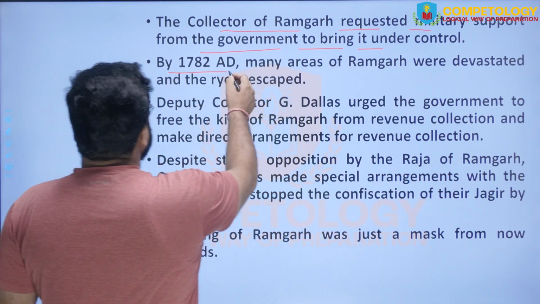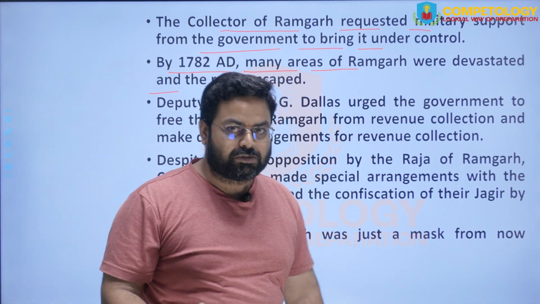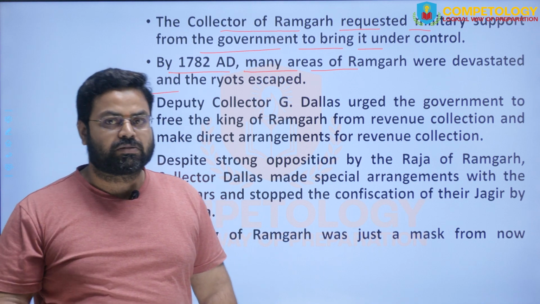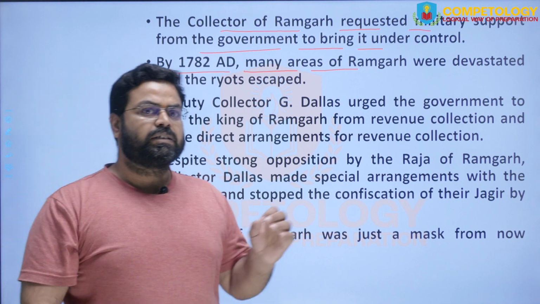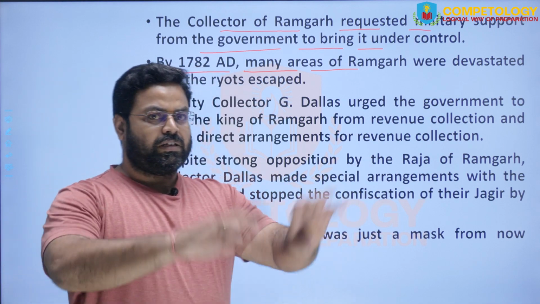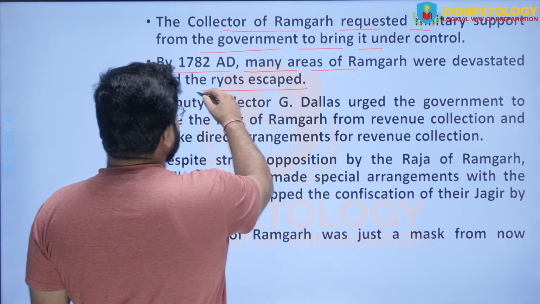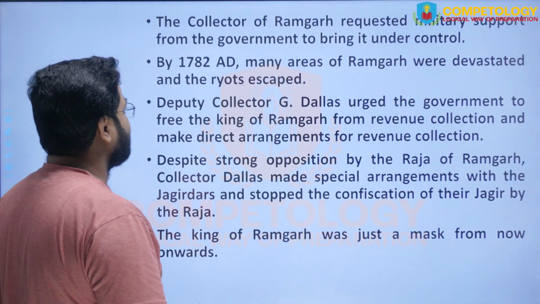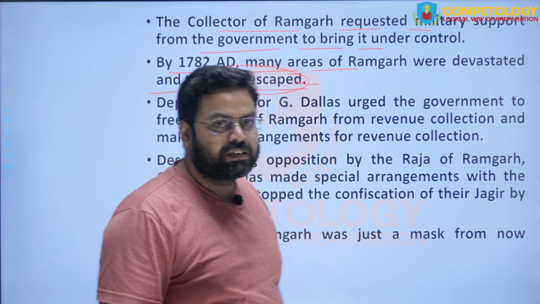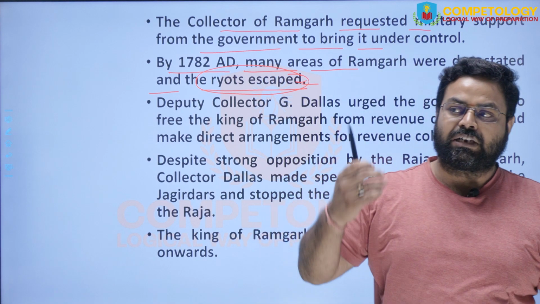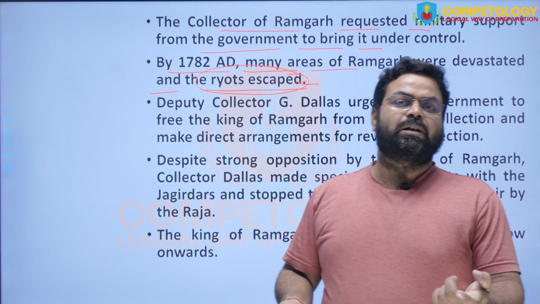And by 1782 AD, many areas of Ramgarh were devastated due to this warlike situation. Continuous war was going on, and if the military is called upon in any area, then they don't think about the civilians. They just know one thing: this much of the area is infected, surround it and blast it. So eradicate the whole thing. Such an approach was used in Ramgarh also, and what happened? Due to this devastation and insecurity to their lives, the farmers started to flee the region. They started to out-migrate and became refugees.